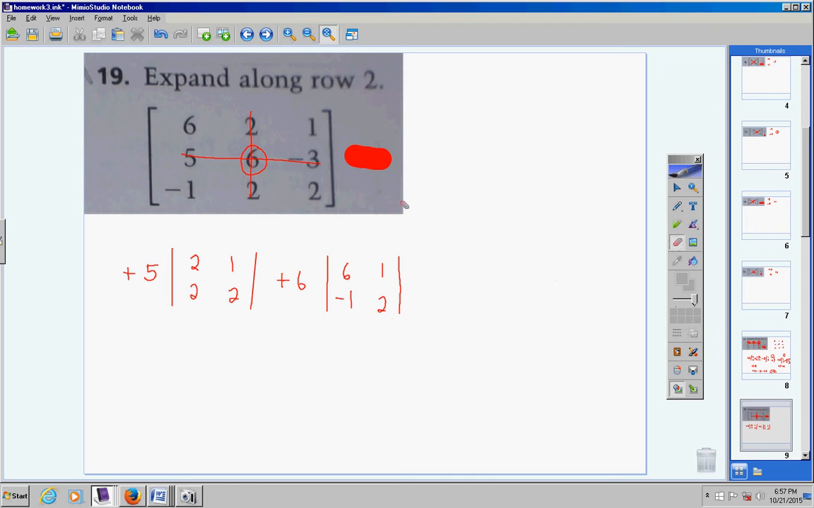And then next, I'm going to circle the next number in that row, which is negative 3. So I'll put a negative 3 here. Then put my bars for my matrix. Cross off the row and the column that contains that negative 3, and I'm left with 6, negative 1, 2, 2.